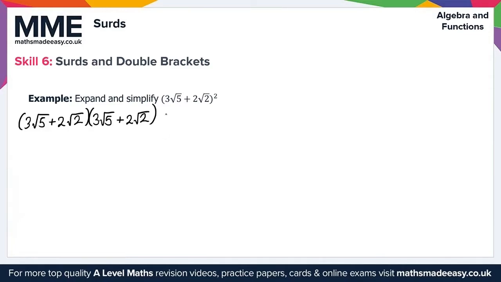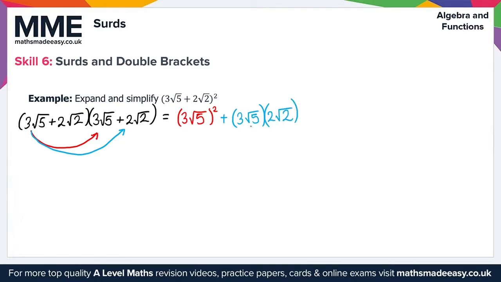Okay, so what I'm going to do now is just apply FOIL here. So multiplying the first 2 terms together, and let's do this in a different pen colour just so we can see it clearly. I've got 3 root 5 times 3 root 5. So in that case, that's 3 root 5 squared. And we'll come back to this in a moment and simplify it. So now let's do the outside terms. So that's going to be 3 root 5 times 2 root 2. So that's going to be plus 3 root 5 times 2 root 2. And again, we'll come back to this in a moment and simplify it. Let's just carry on with the expansion first.